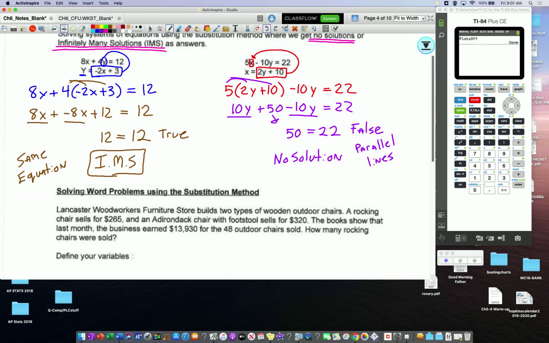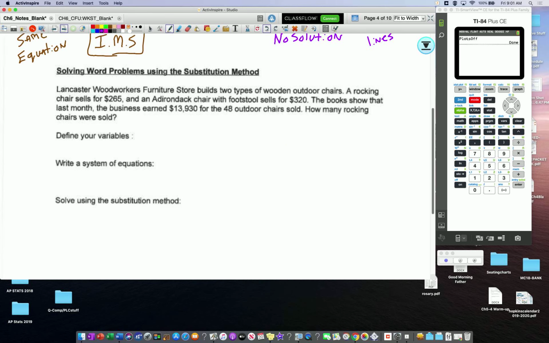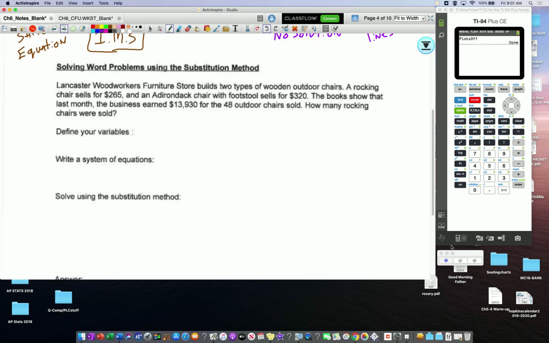Now, how can we put this into actual real life situations? So let's take a look at a word problem using the substitution method. So here we go. It says Lancaster Woodworkers Furniture Store builds 2 types of wooden outdoor chairs. A rocking chair that sells for $265 and an Adirondack chair with footstools sells for $320. The books show that last month business earned $13,930 for 48 outdoor chairs sold. How many rocking chairs were sold?